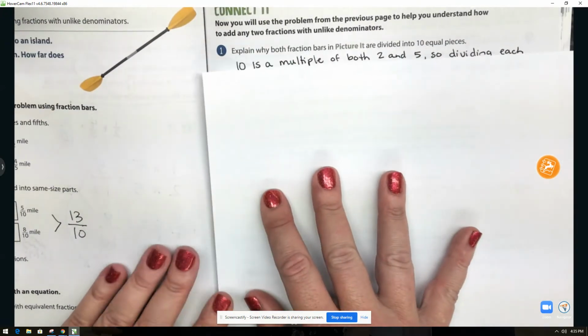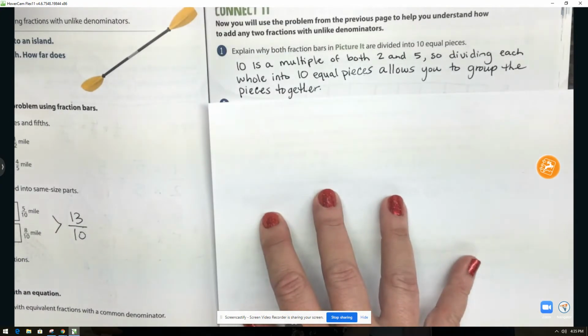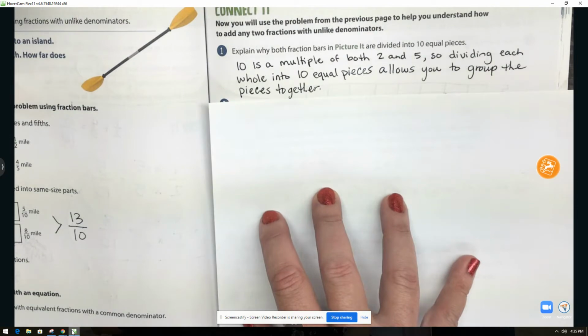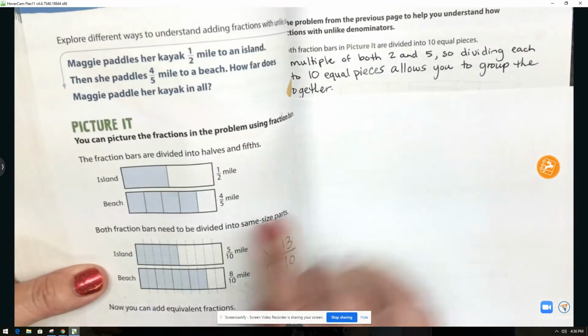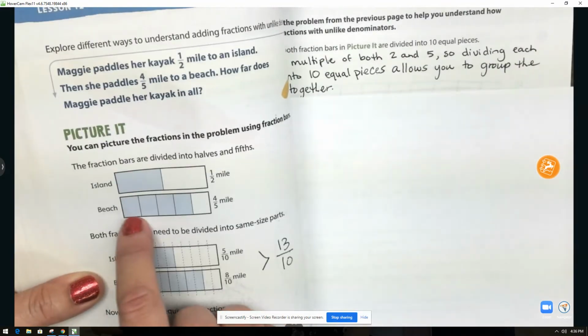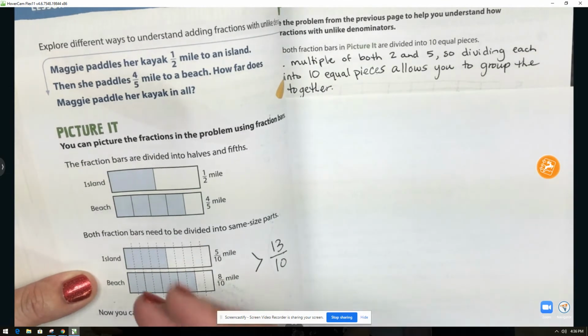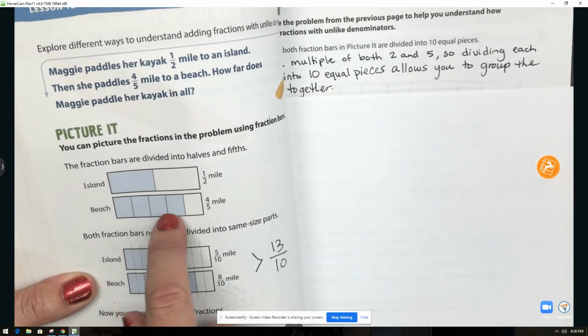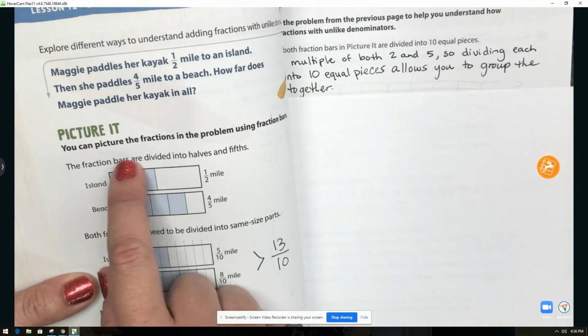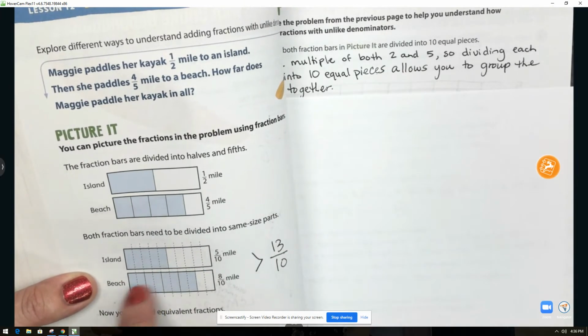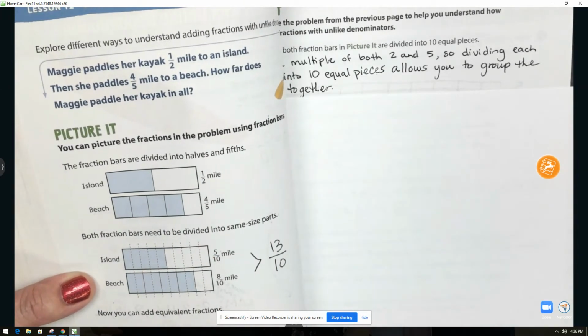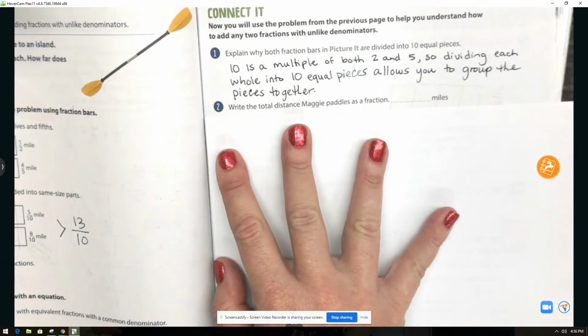The reason we had to do that was because 10 is a multiple of both 2 and 5. So dividing each whole into 10 equal pieces allows you to group the pieces together. We cannot group pieces together that are not of equal size. So we can't just add this one piece to these 4 pieces because this one piece here is not equal to the pieces here. So you can't just add them together. That's why we had to make them both into 10 equal parts in order to add them together.